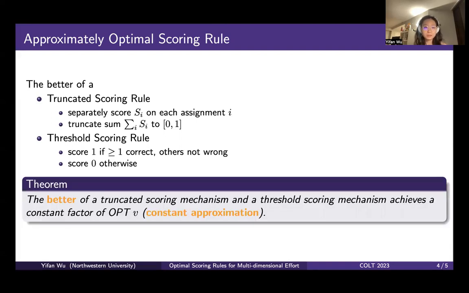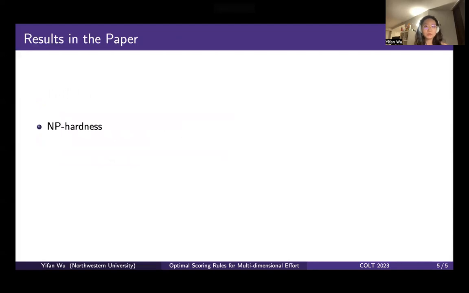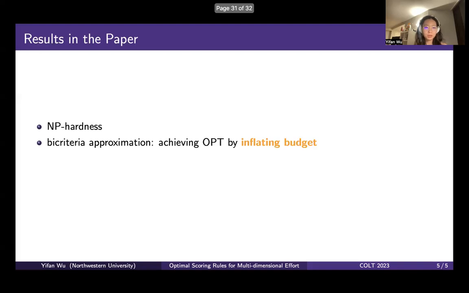So our theorem says the better of the truncated scoring rule and the threshold scoring rule, with a properly designed problem set, achieves a constant factor of the optimal value, which is a constant approximation. Other results in the paper include the NP-hardness of our problem and bicriteria approximation, which means we can achieve the optimal objective by inflating the budget 0 to 1 by some constant factor.